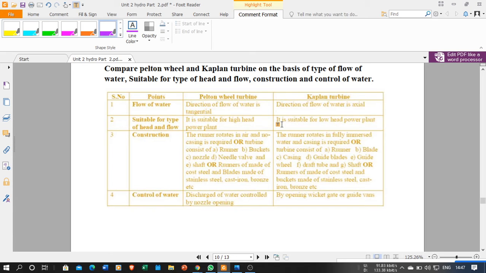Construction: the runner rotates in air and no casing is required. So basically in case of the Pelton wheel turbine, the runner is open to the air, so it does not require any special casing. The turbine consists of runner, buckets, nozzle, needle valve and shaft. The runner is made up of cast steel, and blades are made up of stainless steel, cast iron, bronze, etc. But in case of the Kaplan turbine, the runner rotates in fully immersed water, and casing is required.